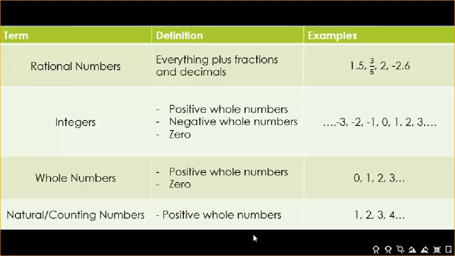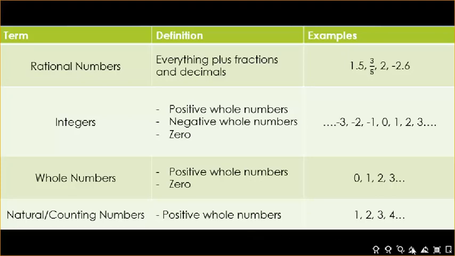Now, for these numbers, if you notice, each time that you're going up, you are gaining something. So from natural numbers to whole numbers, you add a 0. From whole numbers to integers, now you have your negative numbers. Then from integers to rational, now you're including fractions and decimals.